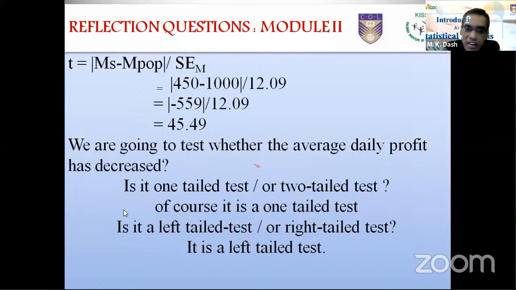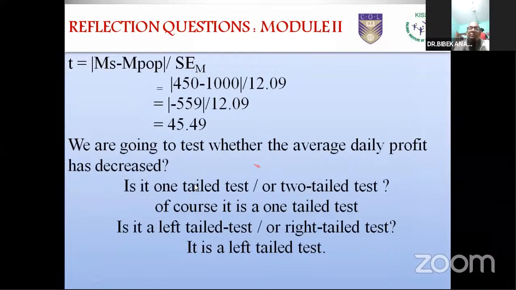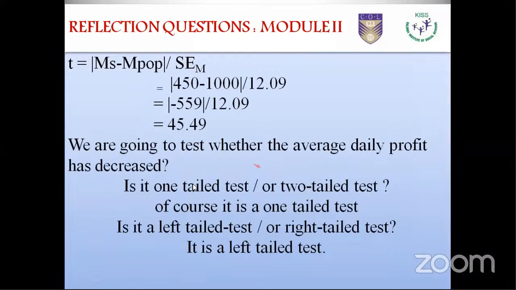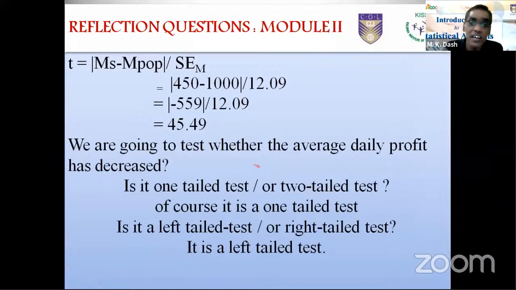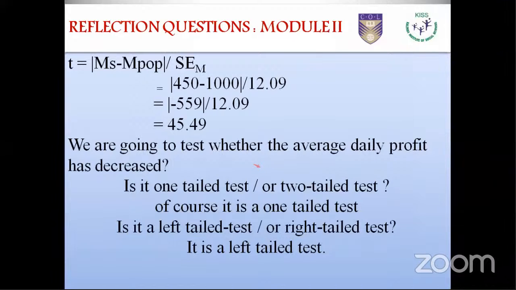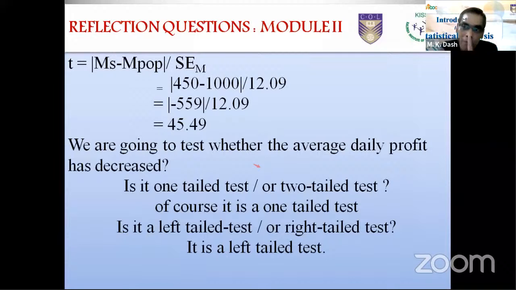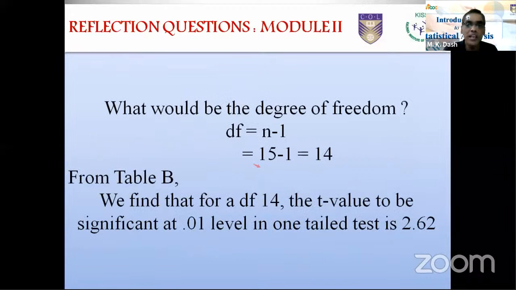Is it a left-tailed test or a right-tailed test? Of course, it is a left-tailed test, because we are testing whether it has decreased or not. If it had said increased, then it would be a right-tailed test. You need to have complete clarity: if it is less than the mean, it is a left-tailed test; if it is more than the population mean, it is a right-tailed test.